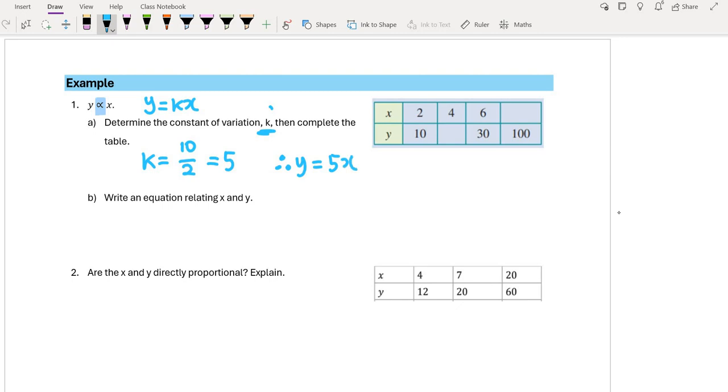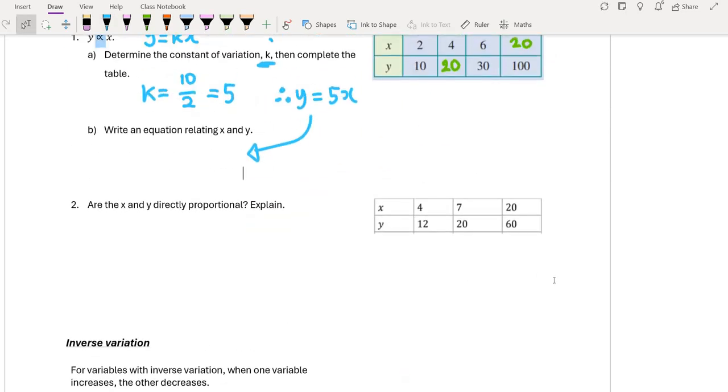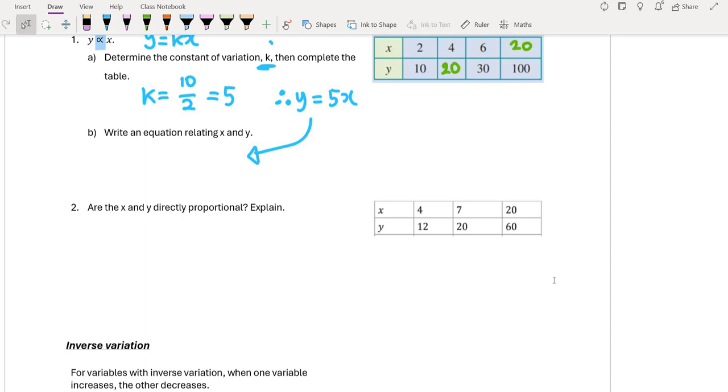So using this equation, we can complete this table. So when x is 4, then y is 5 times 4, which is 20. And for this last bit, we need to work backwards. When y is 100, x has to be 20, because 20 times 5 is 100. So I've done this question here already. And this next example here is asking if x and y are directly proportional.